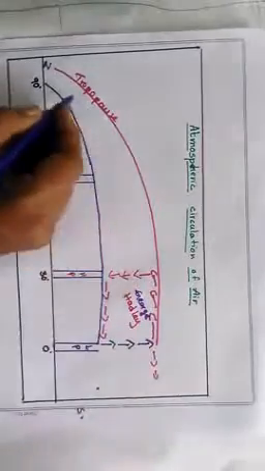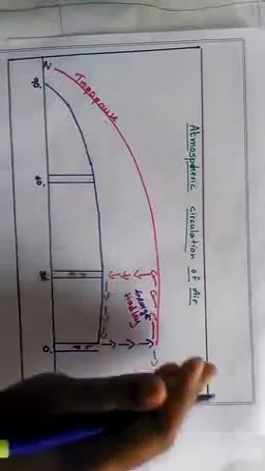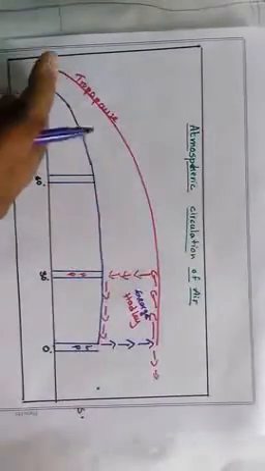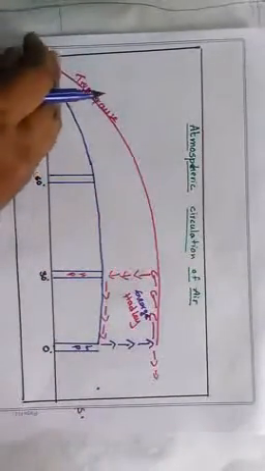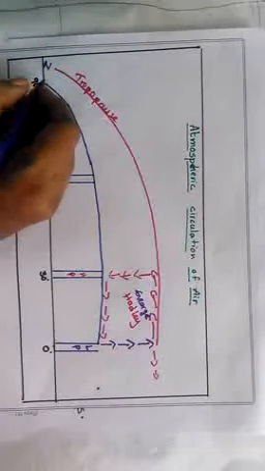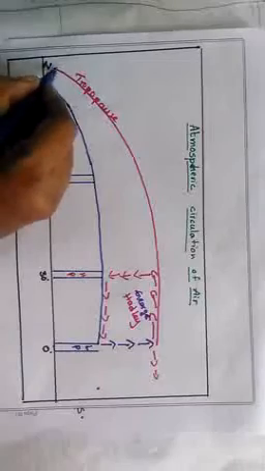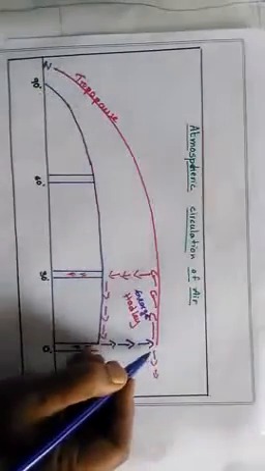Coming to the poles, here is a high pressure area. Because the sun rays fall very slantingly here, the temperature is very low and high pressure areas are created. If you look here, the width of the troposphere is very small, whereas here it is very large.